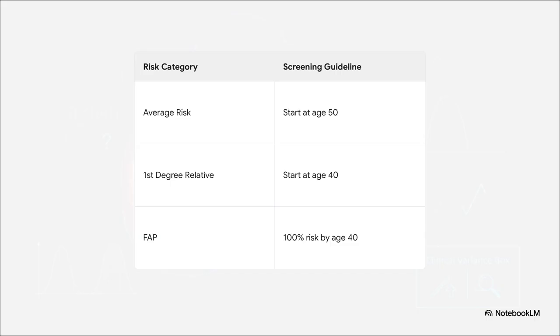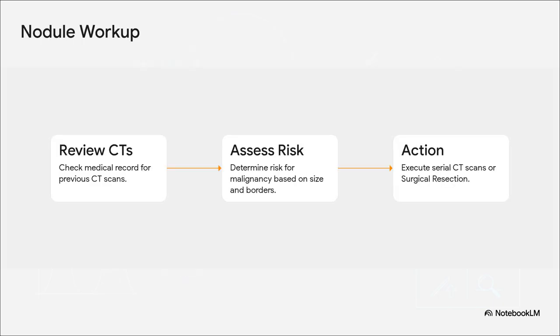And for familial adenomatous polyposis, or FAP, the math guarantees a near 100% risk of colon cancer by age 40, which makes aggressive early intervention and prophylactic colectomy the strict clinical mandate. No exceptions. Pay very close attention to this algorithm.